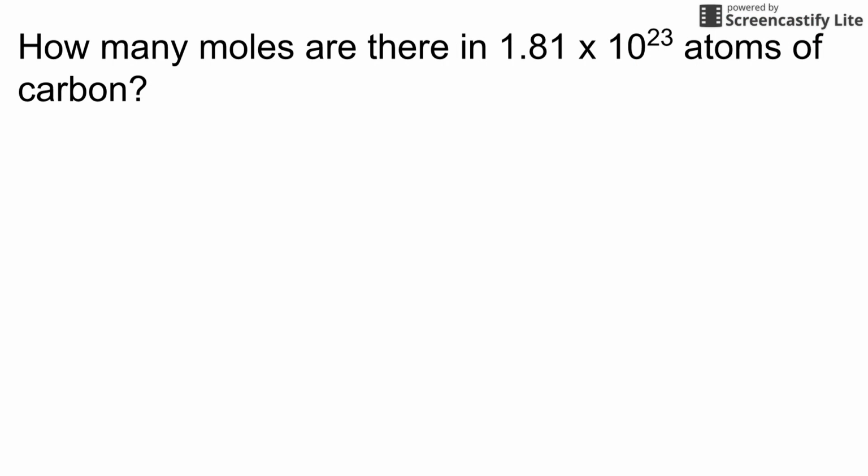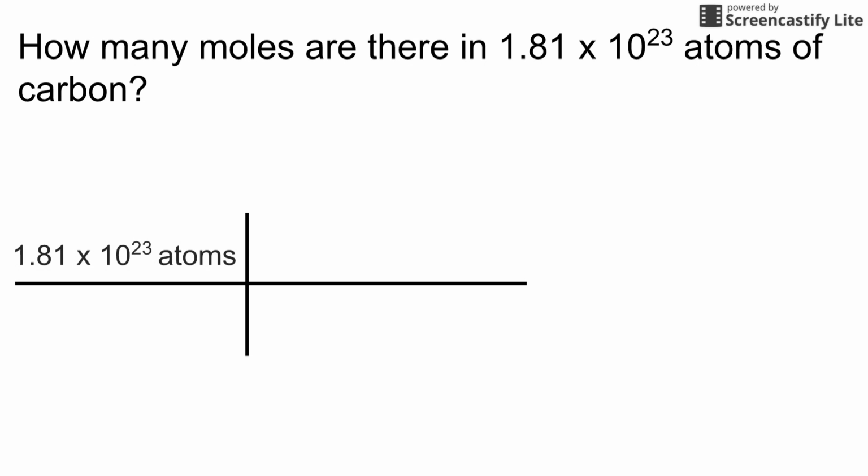Okay, last example. This time you're given the number of atoms, which is 1.81 times 10 to the 23 atoms, and it asks you how many moles. Again, you start your bridge. You put your given in the top left, and you put it over 1. Then you need to think about the relationship between 1 mole and the number of atoms. And yes, 1 mole equals 6.022 times 10 to the 23 atoms.